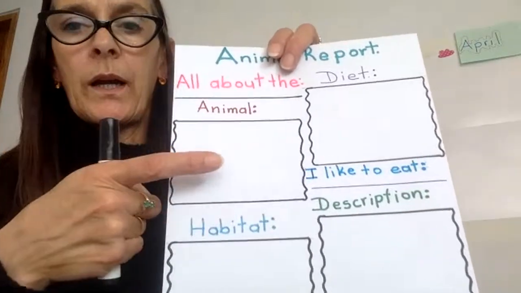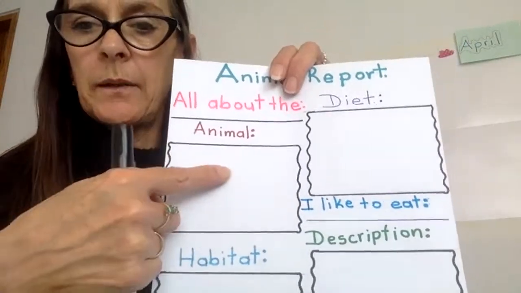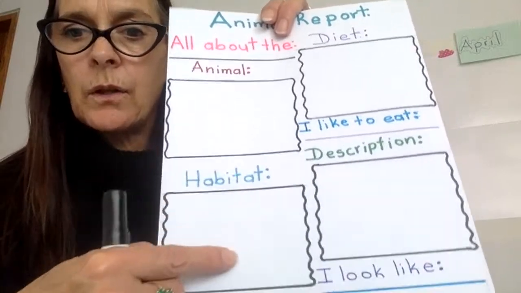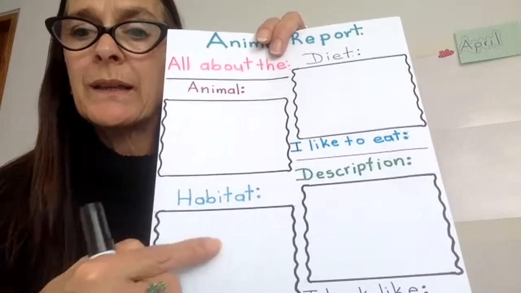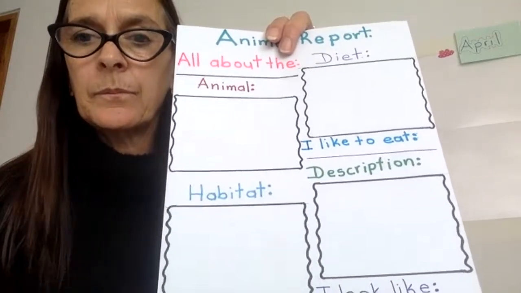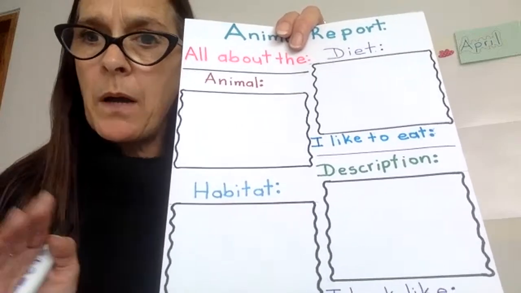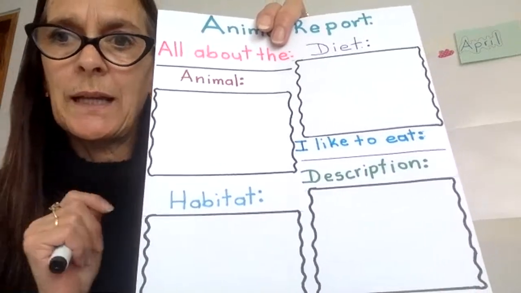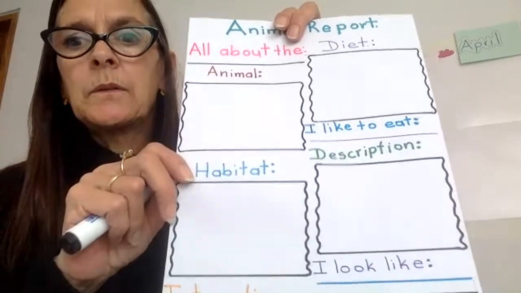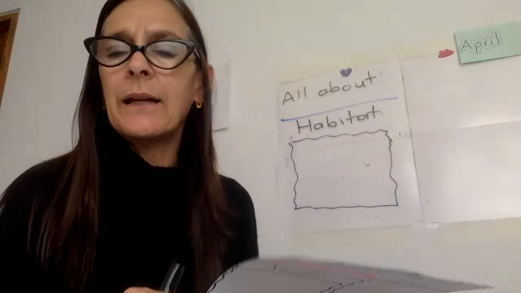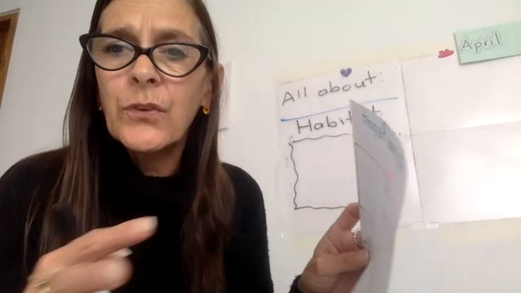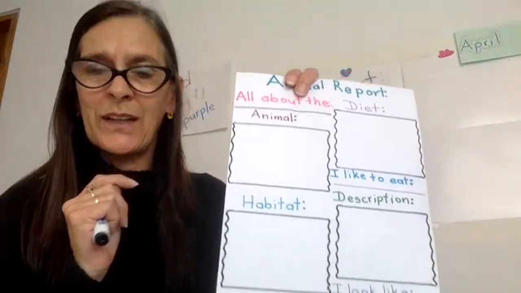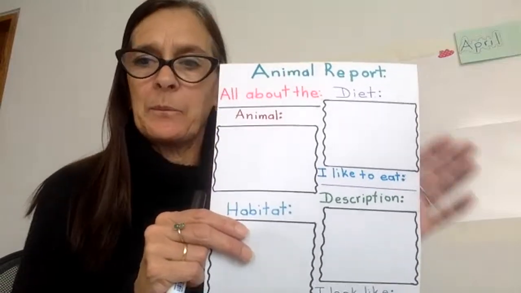So we just made our animal. Then I am going to talk the habitat. Habitat means the place where they live. And remember, some animals, they don't like to live with other ones. They like to be alone. But elephants, they like to be all in a family. They don't like to be alone. That's why I like elephants. Okay.